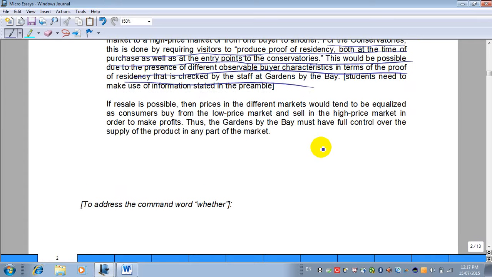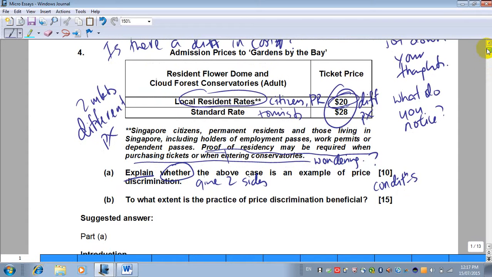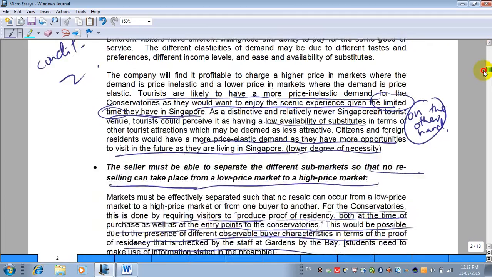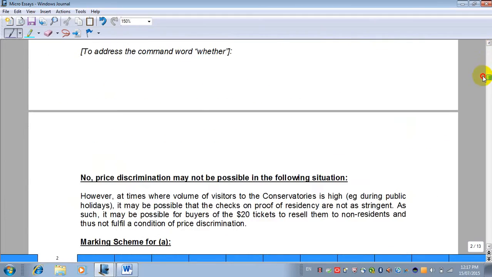Now, remember just now that I said all of us know that it generally can be seen to be a case of price discrimination. It is obvious. But you need to address the command word here, which is whether, right? Which means that you give two sides and you have to squeeze that out somewhere. So I can evaluate by saying that, hey, it may not be possible.